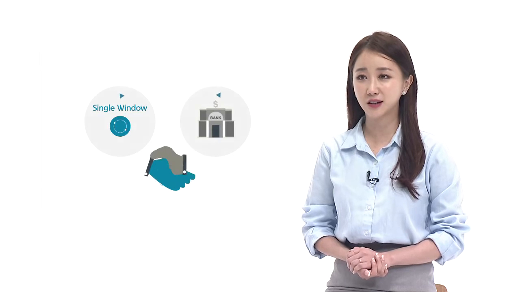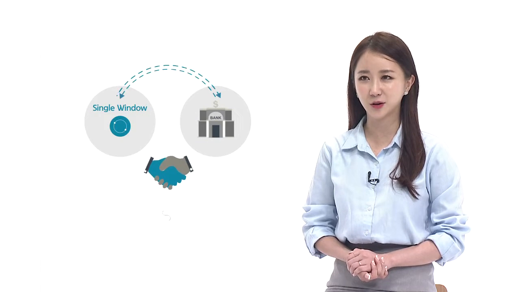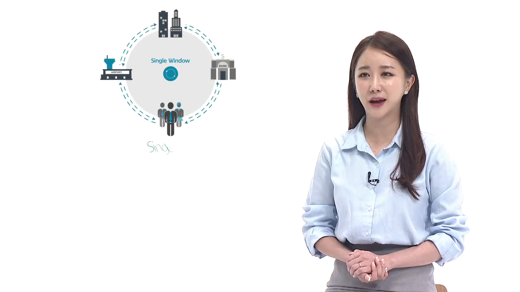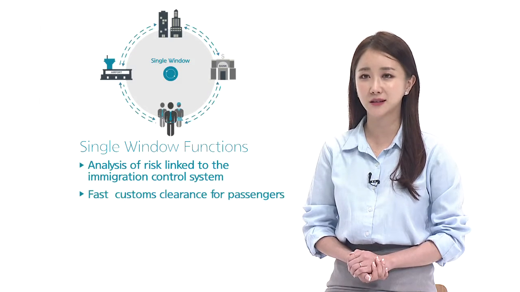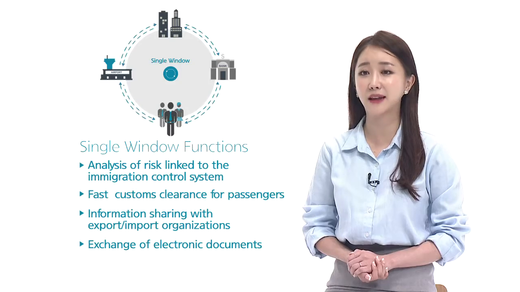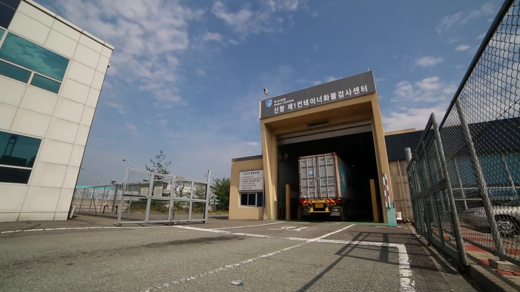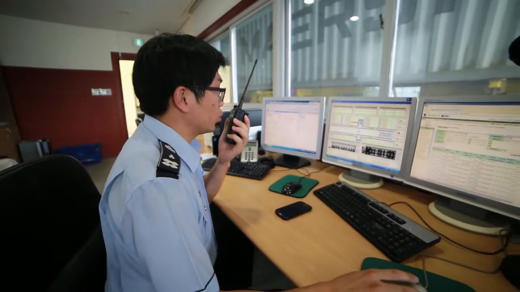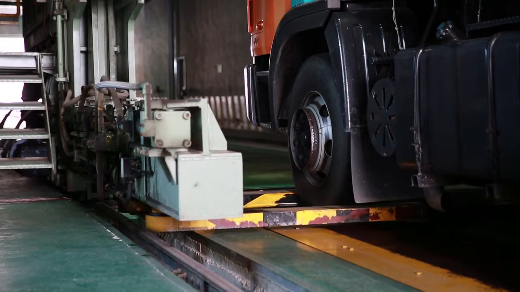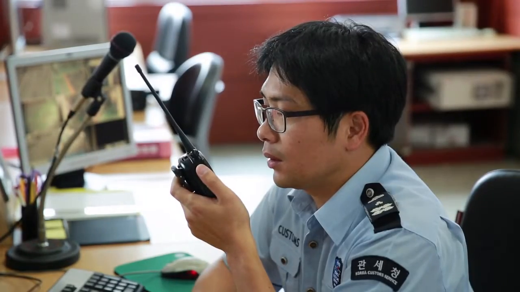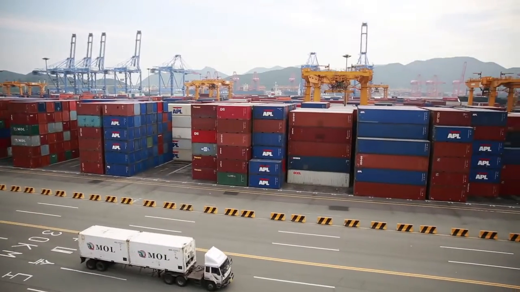With automatic connection with banks, the single window allows a user to electronically pay taxes or charges, and allows a bank to confirm electronic payments to fundamentally prevent tax evasion. By sharing information between exporting or importing organizations, illegal export or import can be prevented, and efficient work processes and uniform trade statistics can be shared across the nation.